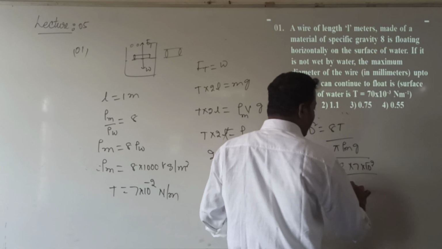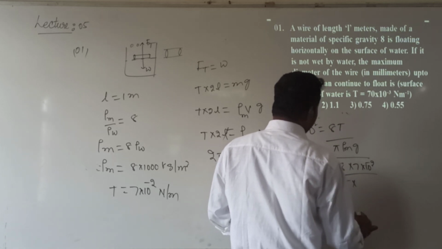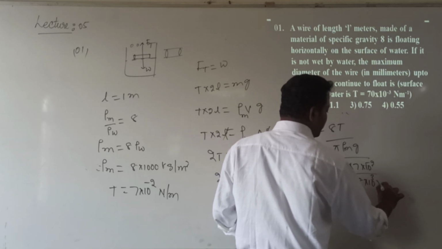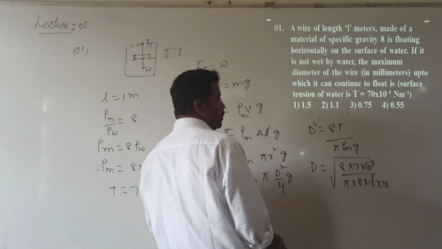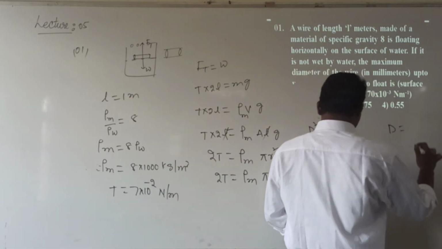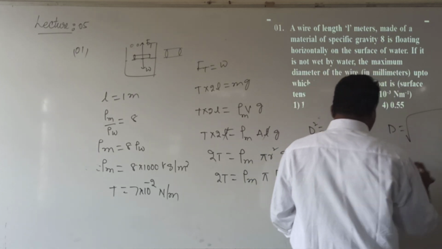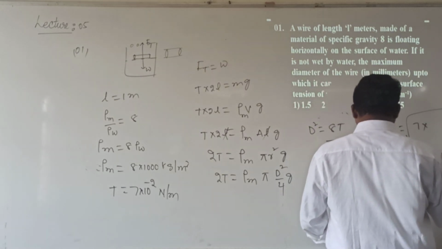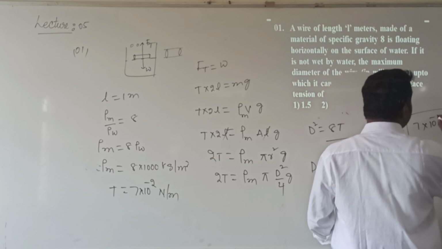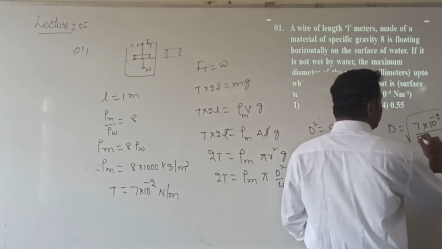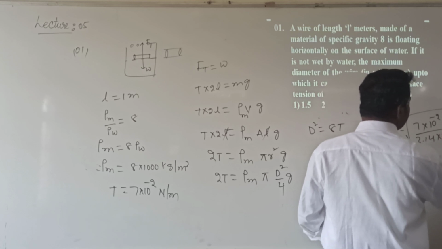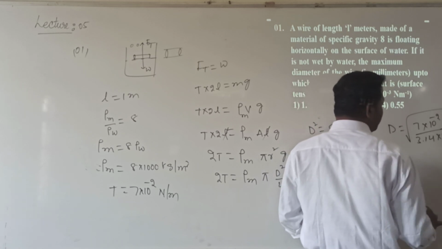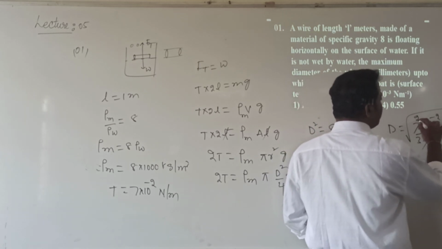by pi into, so what about the rho m value? 8000. 8 into 10 to the power of 3 into G value 10. So simplify this, you will get the answer for D. So D value is given by root over. Anyhow 8 cancels. Then what will I get? 7 into 10 to the power of minus 2 divided by pi value 3.14 into 10 to the power of plus 4. So D value will be equal to, 3.14 approximately will go for 2 times.